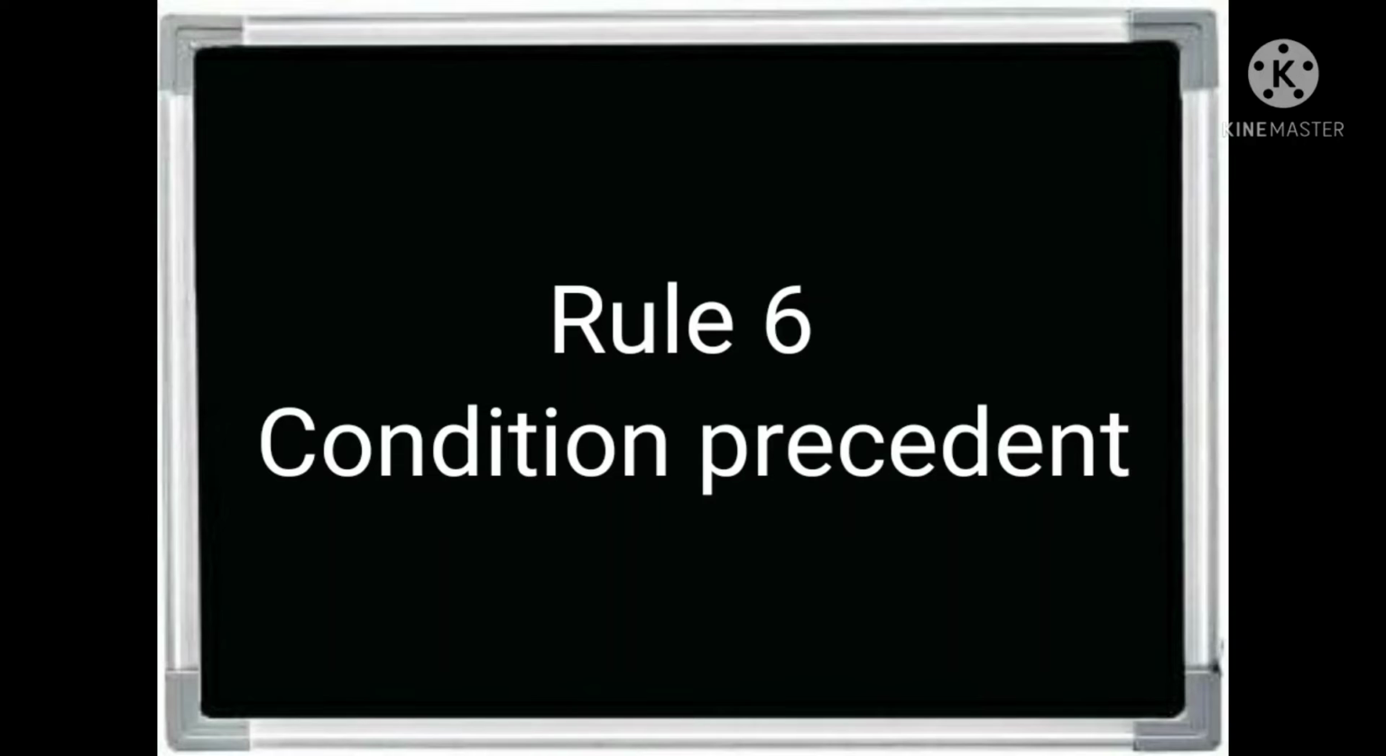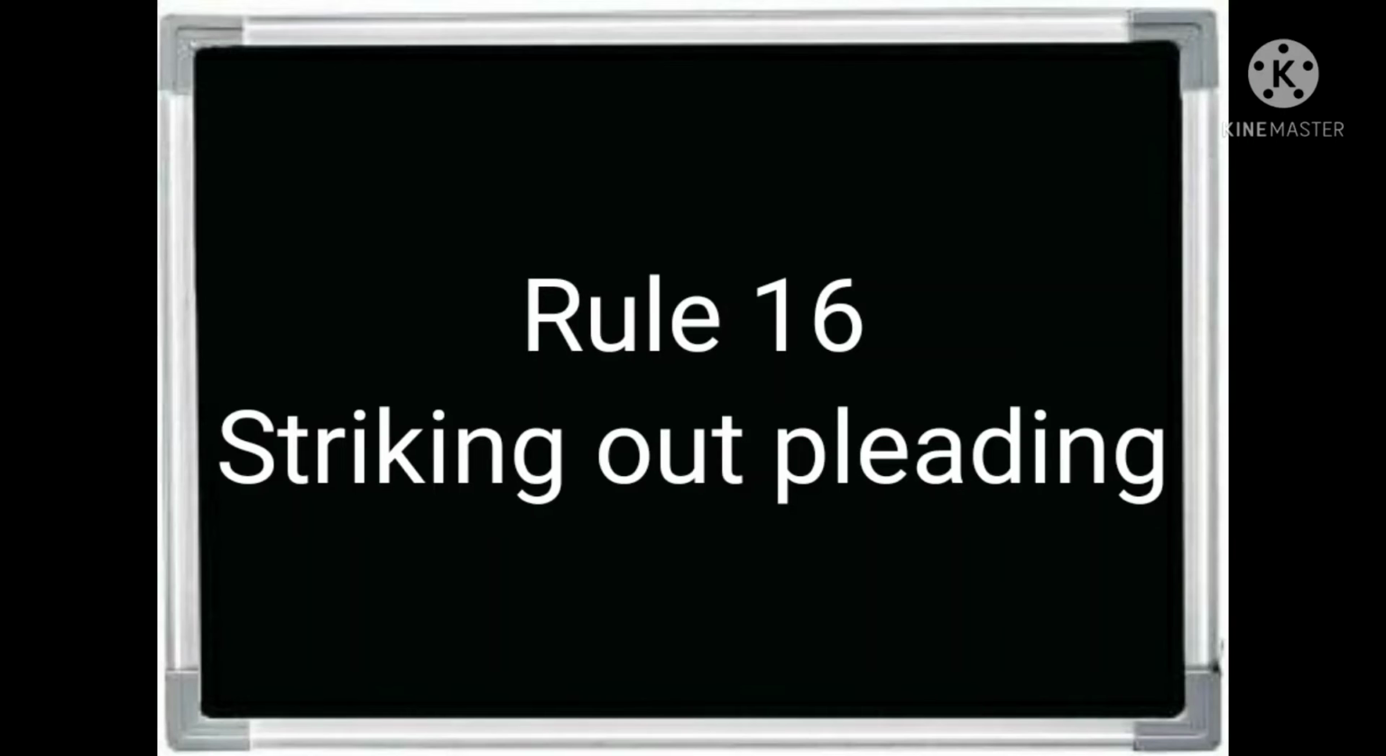The next important rule is Rule 6. What does Rule 6 say? Rule 6 says about condition precedent. The performance or occurrence of any condition precedent which is intended to be contested shall be distinctly specified in his pleading by the plaintiff or the defendant. And an averment of the performance or occurrence of all conditions precedent necessary for the case of the plaintiff or defendant shall be implied in his pleading.